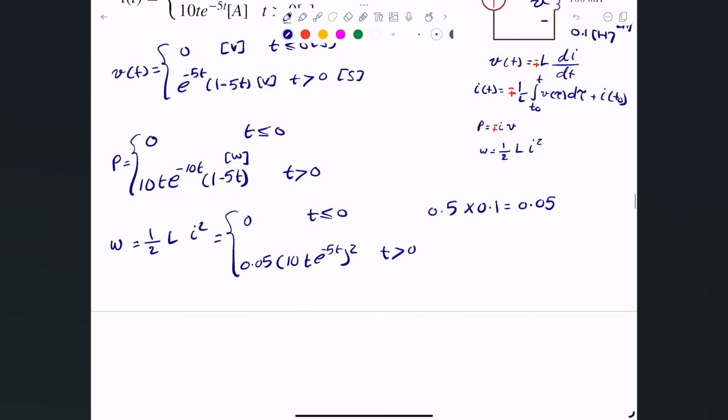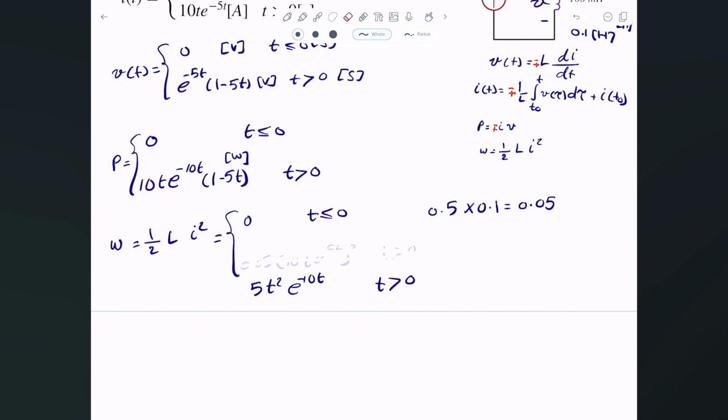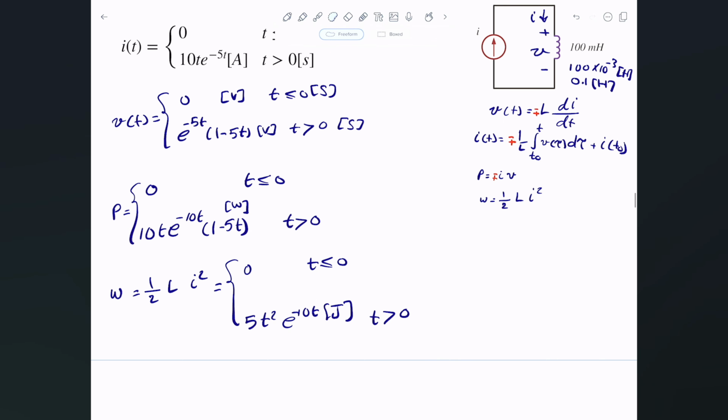Of course, we can compute this here and substitute. For example, 10 squared is 100, times 0.05 is simply 5, so that's 5 t squared e to the negative 10t for t greater than 0. I can substitute that value in here, and that will be in joules. That's basically it. We figured out the current, which was given to us, the voltage, the power, and also the energy.